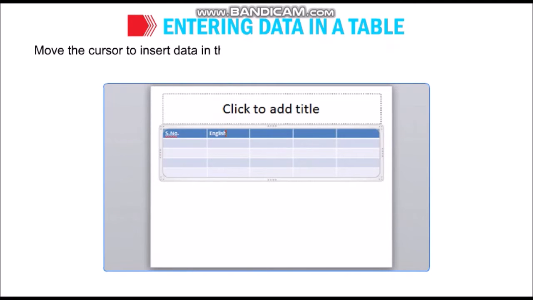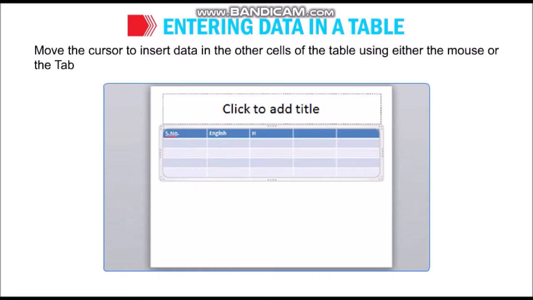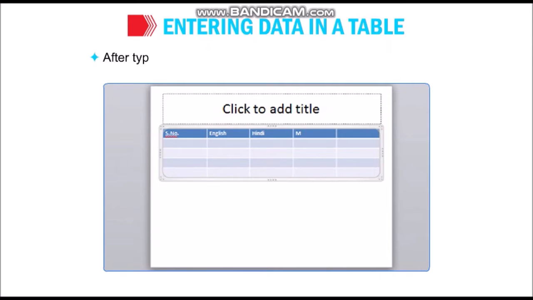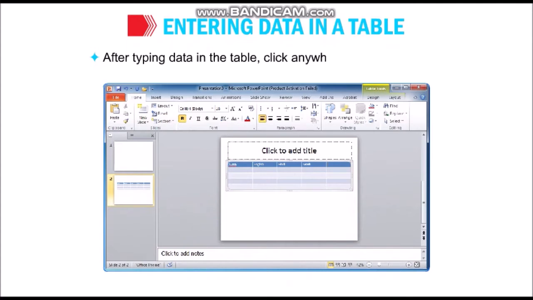Move the cursor to insert data in the other cells of the table using either the mouse or the Tab or arrow key. After typing data in the table, click anywhere outside the table.